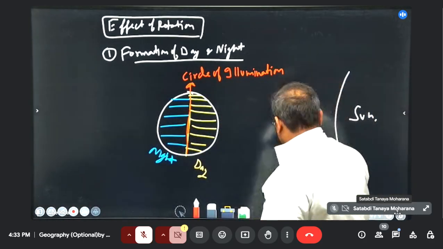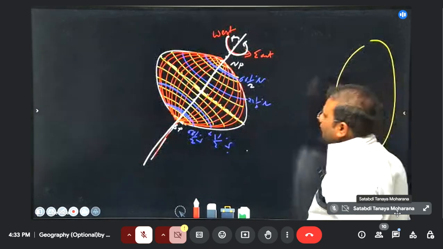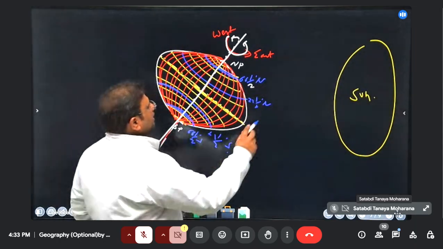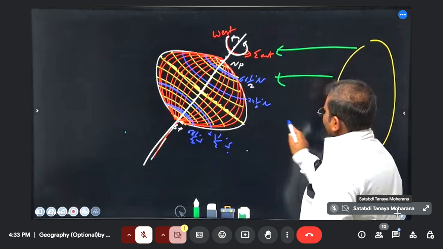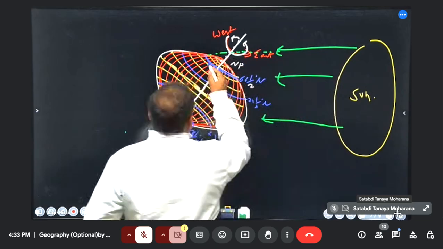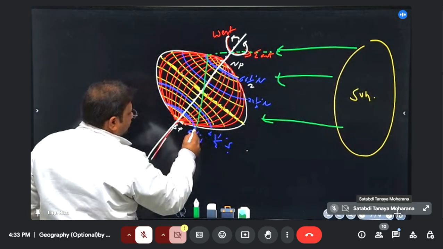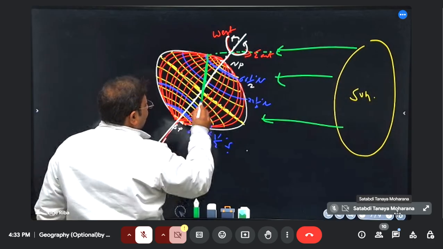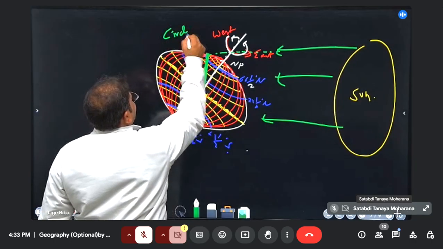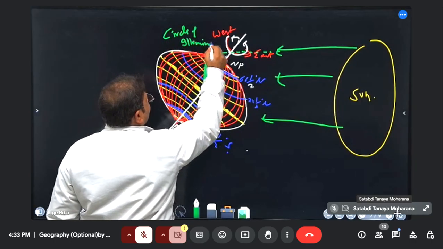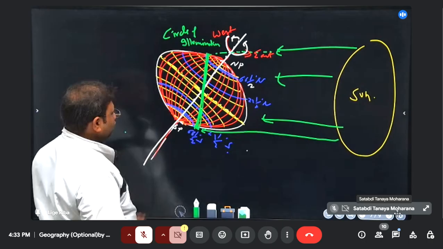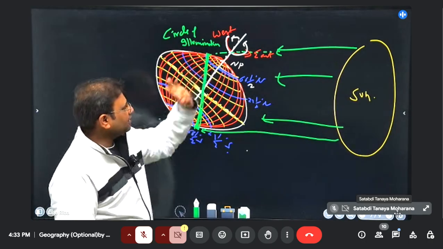So let's make the figure of the tilted earth. This is the perfect diagram, tilted earth. Okay, so let's make a circle of illumination. Take a green line. Sun rays are coming. They are even reaching to this point. So this part, this way, you can make the circle of illumination. But sunlight is maximally reaching to this point, not here. So there is night in this part. Night at the South Pole, day at the North Pole in this particular situation.